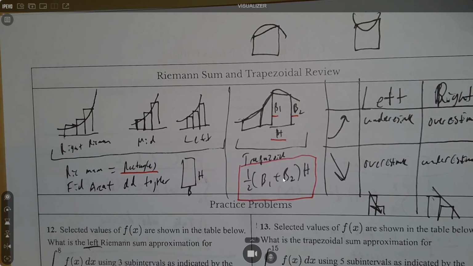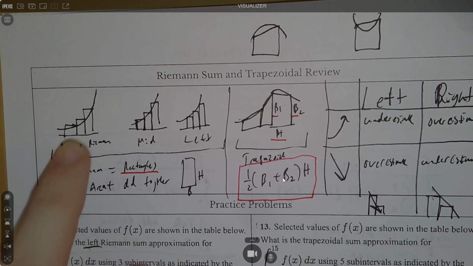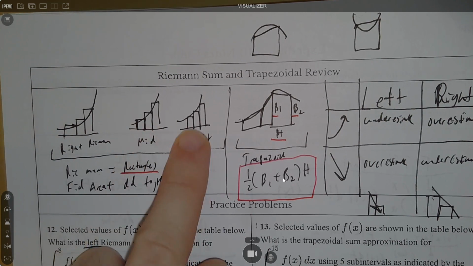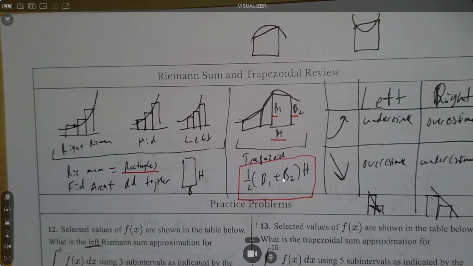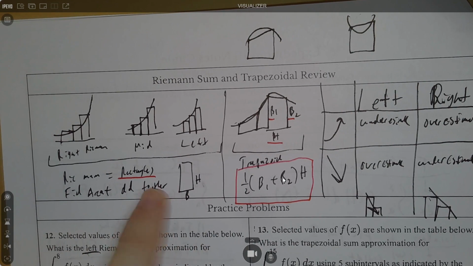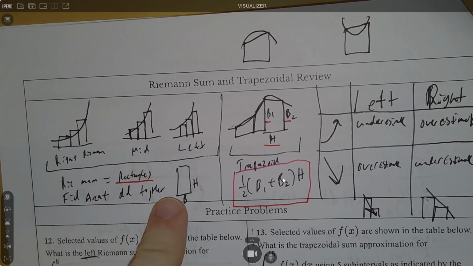It's not exact. It's an estimate. And again, you have three different types. The right intersects on the right side of the rectangle, mid is in the middle, and left is on the left side. And how do you do it? Really, you're finding the area of these rectangles individually, and then you add them together. That's how you do Riemann sums.